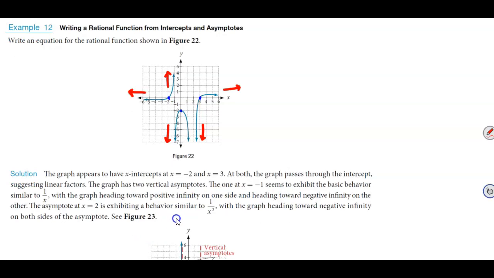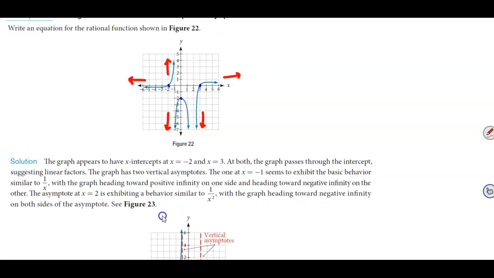The graph has two vertical asymptotes. The one at x equals -1 seems to exhibit the basic behavior similar to 1 over x, with the graph heading towards positive infinity on one side and heading towards negative infinity on the other. The asymptote at x equals 2 is exhibiting a behavior similar to 1 over x squared, with the graph leading toward negative infinity on both sides of the asymptote.